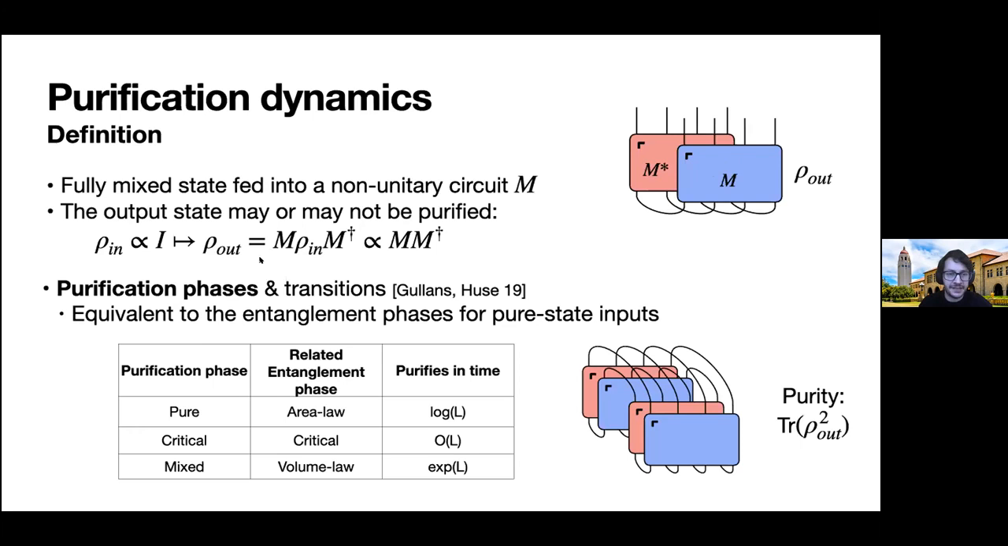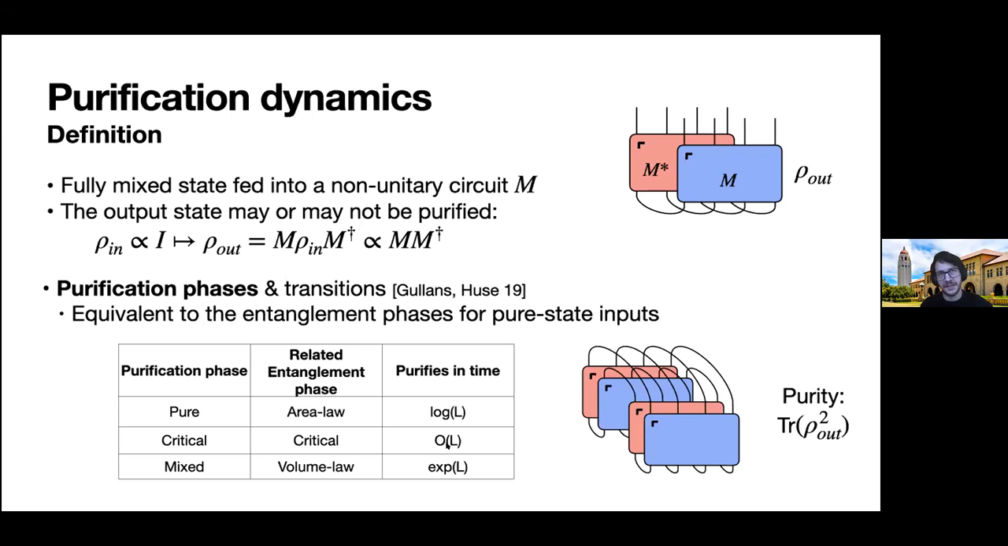It turns out that this problem gives rise to purification phases and transitions between them, which are closely related to the entanglement phases for the pure state evolution. In particular, you have a pure phase, which is associated to the area law phase, where your input state goes from maximally mixed to pure in a very short time scale, either order one or logarithmic in system size. You then have a mixed phase, which is associated to the volume law phase, where your state stays mixed for an extremely long time, exponential in system size. And these phases are separated by critical points in which purification takes time polynomial in system size.